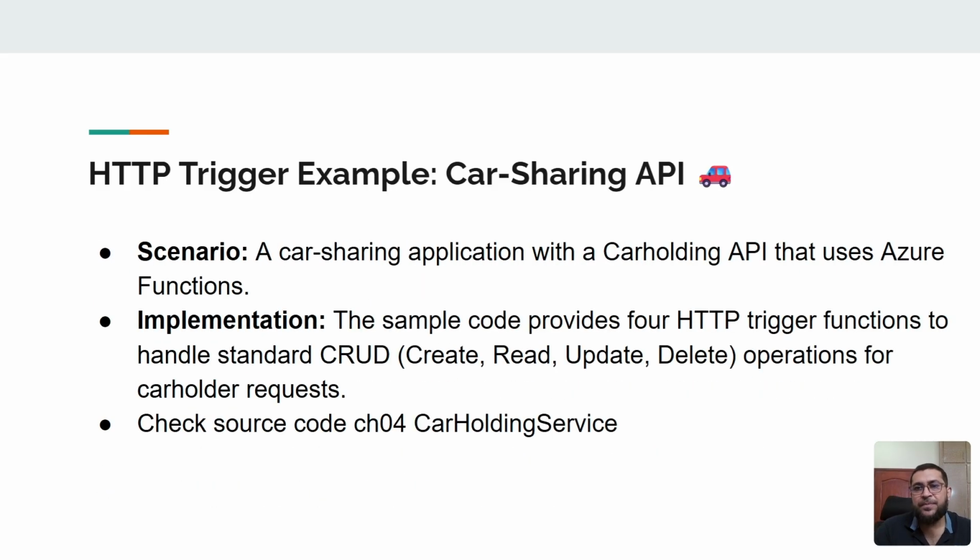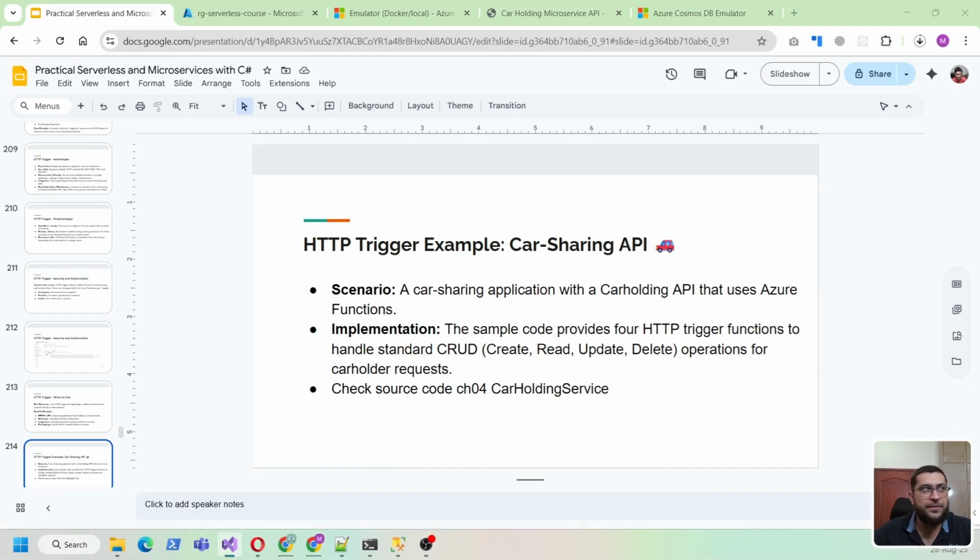Now we'll go back to the actual code of the HTTP trigger. We will focus on one scenario, as I shared at the start, that we will use the car sharing microservices in this project. This is the part of the HTTP trigger: a car sharing application with a car holding API that uses Azure Functions. So we will see this in action.